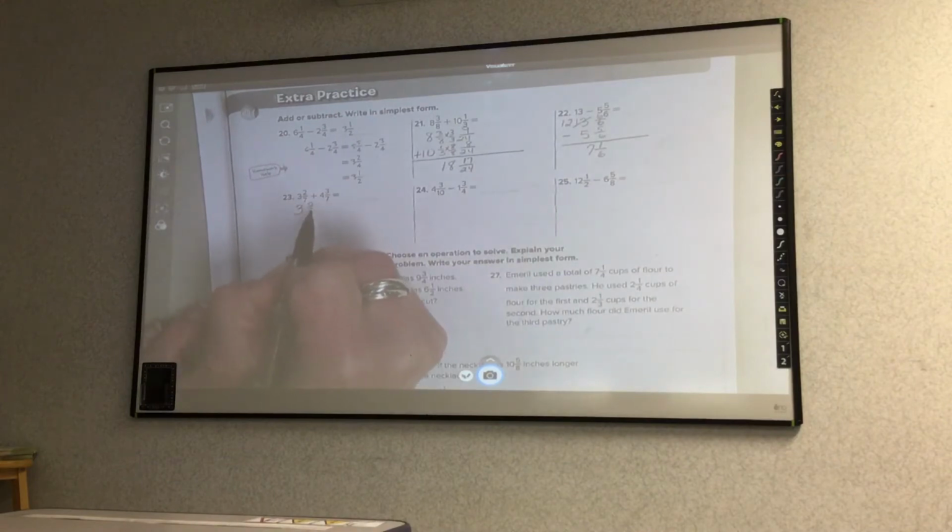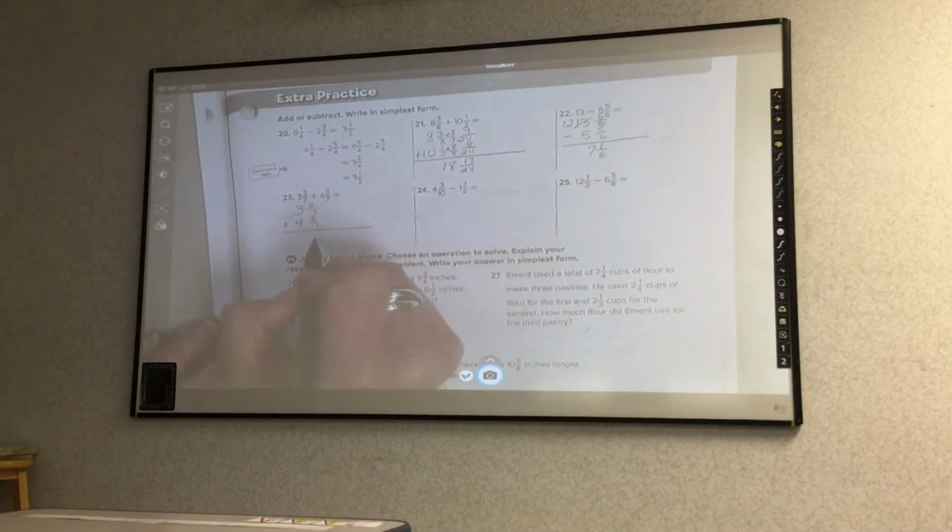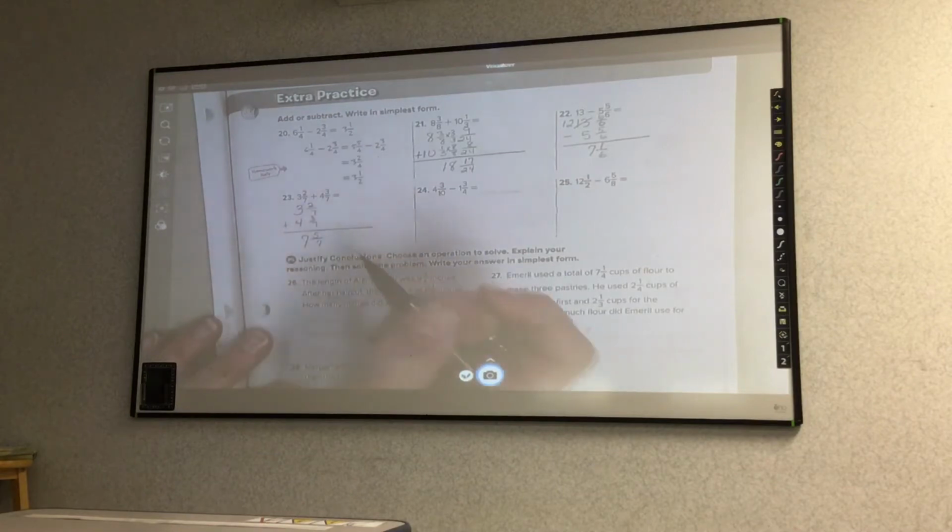3 and 2/7 plus 4 and 3/7. I already have a common denominator, so I don't need to find that. So my denominator is going to stay 7, and 2 plus 3 is 5. 3 plus 4 is 7, and I cannot reduce anything.